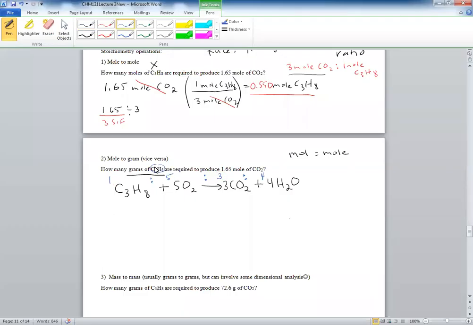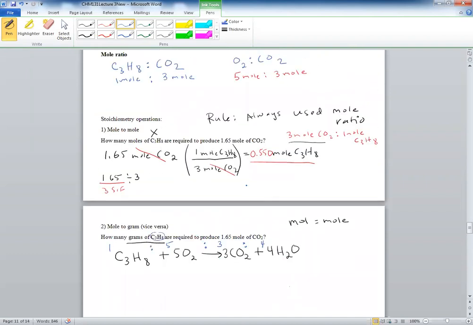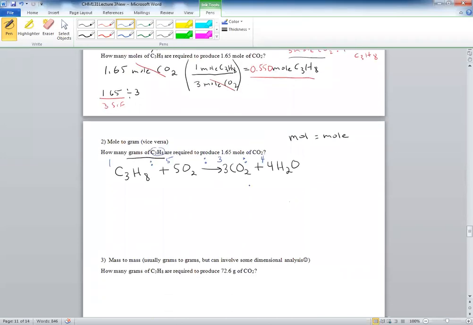So the next question is asking for the grams of C3H8 as opposed to the moles. That's the difference between them. So you're still given the 1.65 moles of CO2. So it's asking you now to give the answer in grams. Now, what I did here is I simply wrote the equation again because I don't want to keep looking it up all the time. And again, I copied those ratios as we did. We might do them again down here as well.